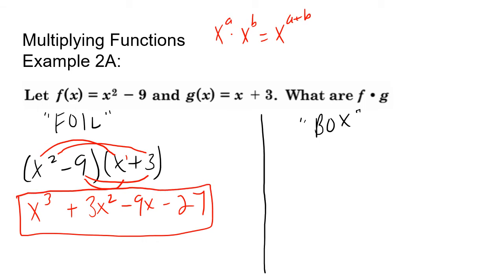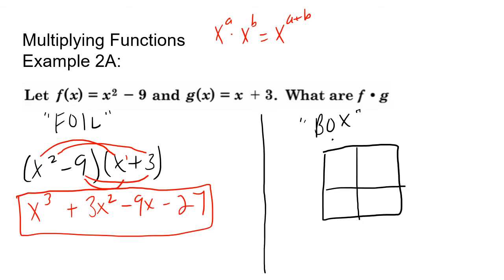Okay? So that's your FOIL option. The next is the box. So literally, just like in biology, you set up a Punnett square. And on the outside, you're going to have your terms. So we have x squared, negative 9, and we have x and positive 3. And you're going to multiply.